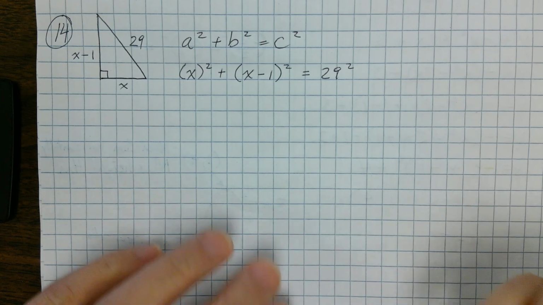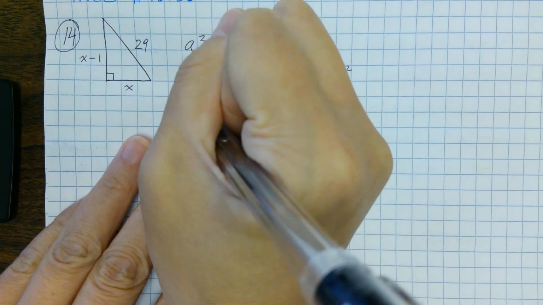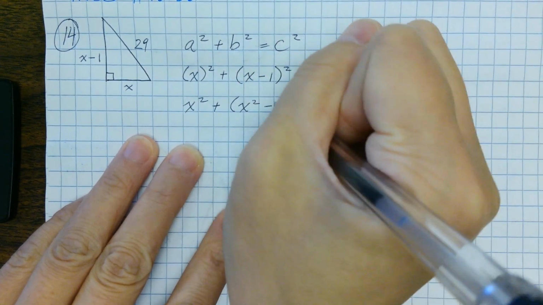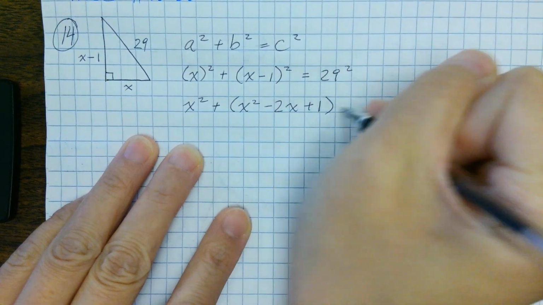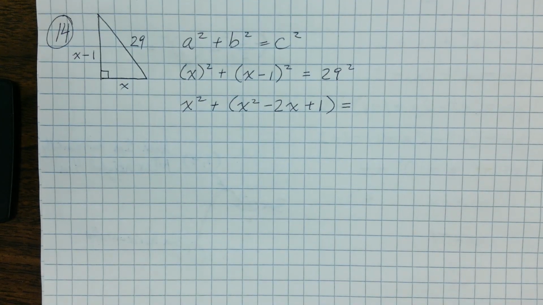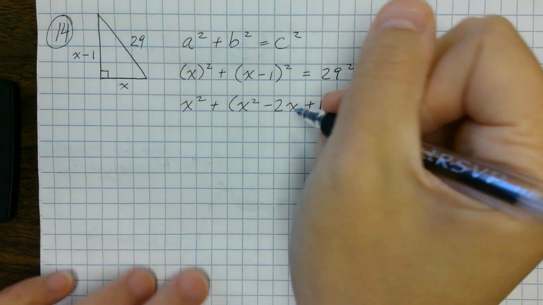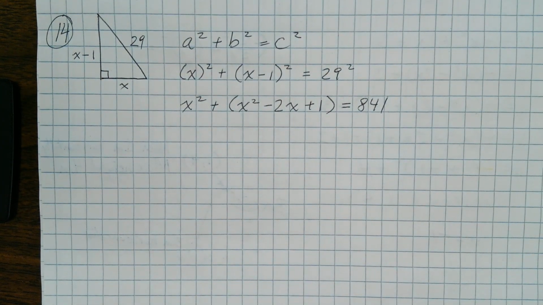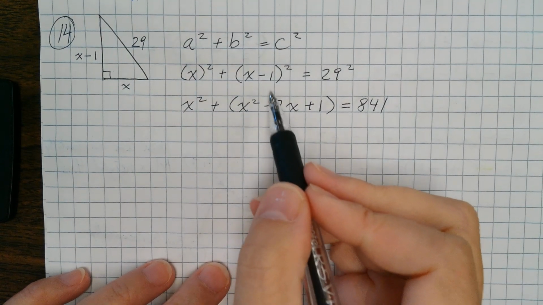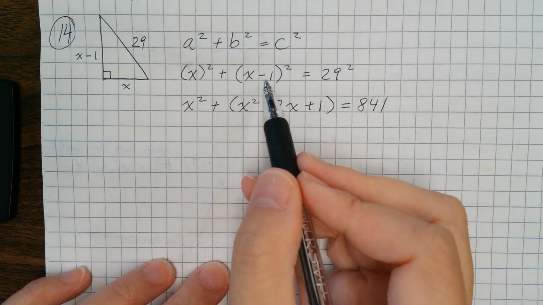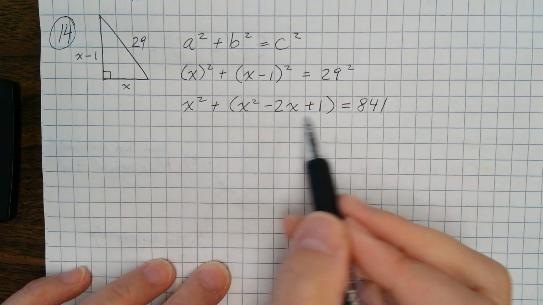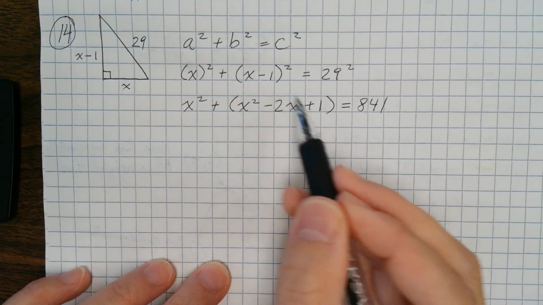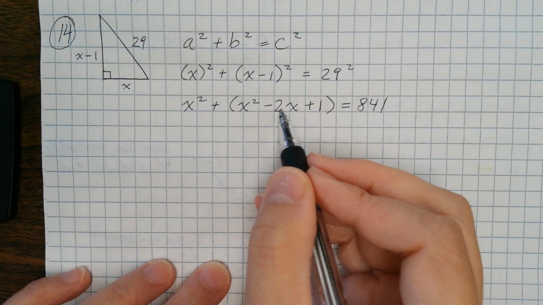Okay. And then now you have to expand everything out. x squared plus x squared minus 2x plus 1 equals 841. Remember (x minus 1) squared is (x minus 1) times (x minus 1). So when you do FOIL, you get this. Don't forget that minus 2x. A lot of people still miss that.